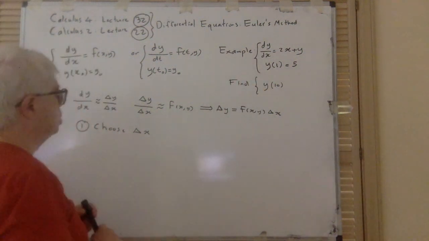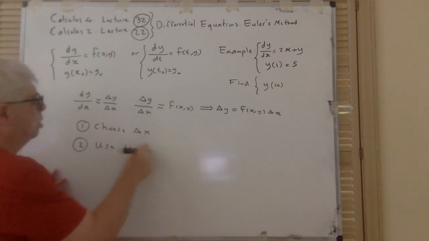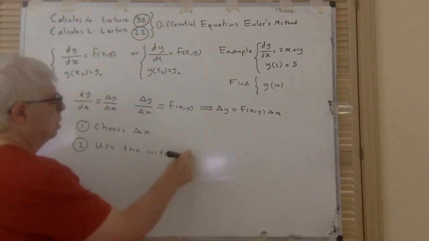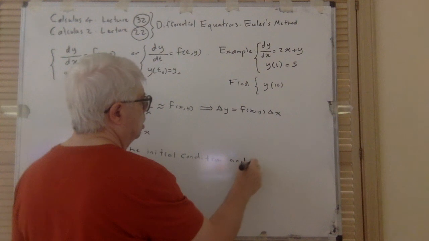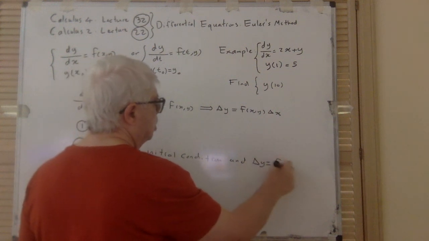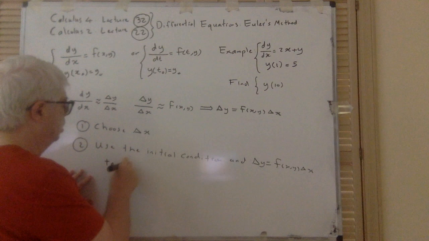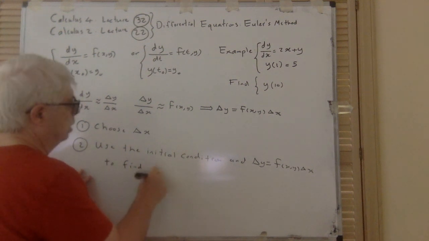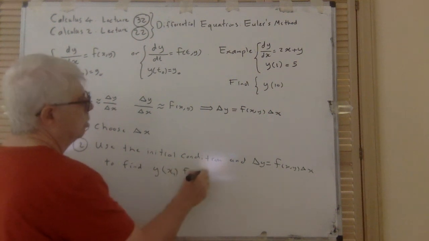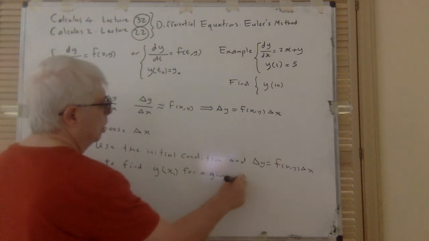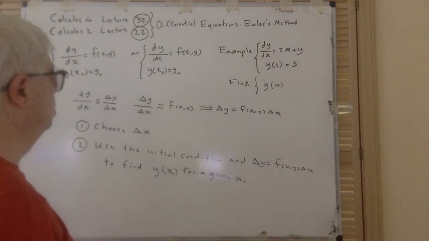So choose delta x, then use the initial condition, and delta y equals f(x, y) delta x to find, say, y at a certain x, for a given x. Okay, so that's all you do.